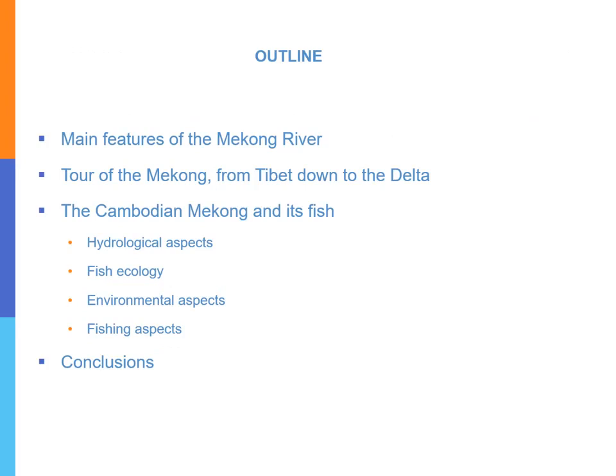So the outline of the presentation is first the main features of the Mekong, and then we will have this photographic tour from the mountains of Tibet down to Vietnam. And then we shall talk about the Cambodian Mekong and its fish, how the fish depends on hydrology, what is their ecology, and other environmental aspects, and the fishing aspects. And this will lead to a few summaries, a few conclusions.